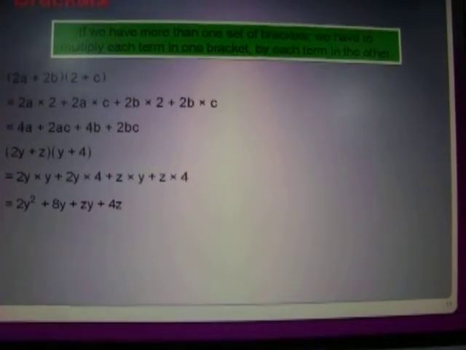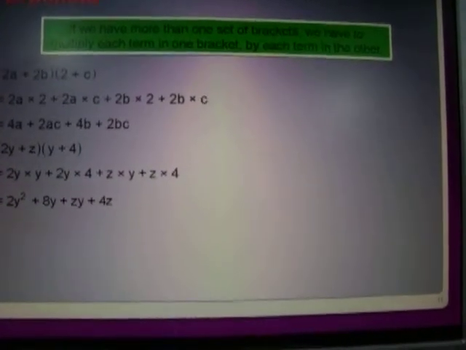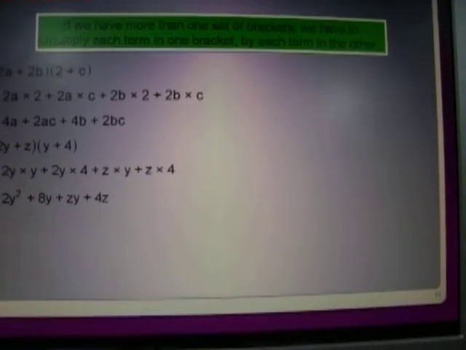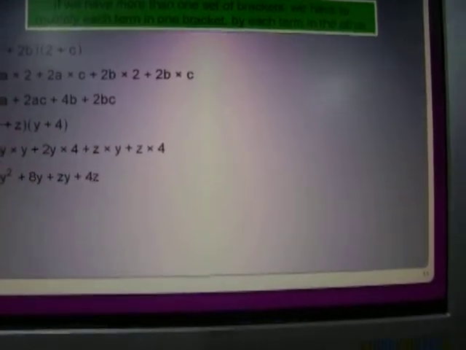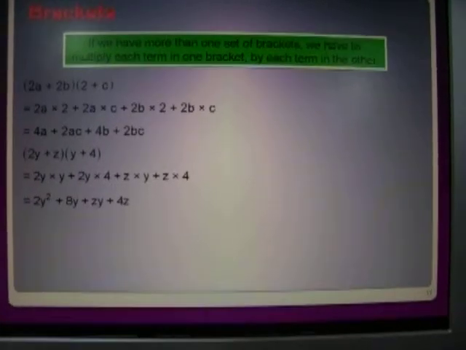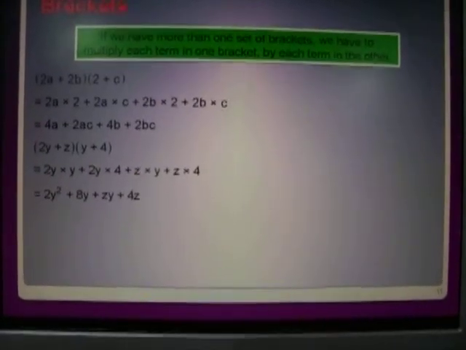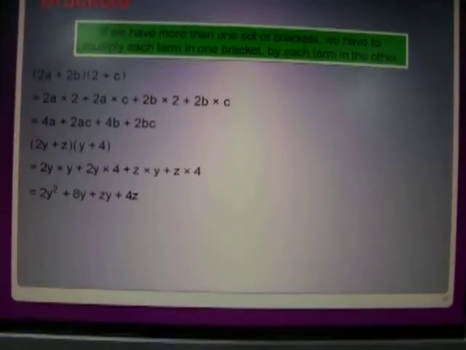Again, if we have more than one set of brackets, we have to multiply each term in one bracket by each term in the other, okay? And that is simple enough to do, okay? Use an arrow system so you know what you have multiplied, okay?